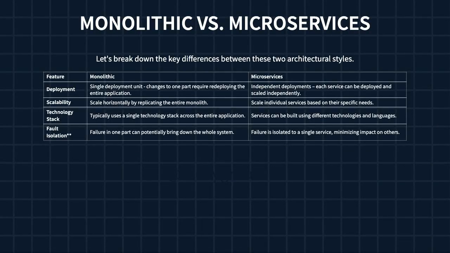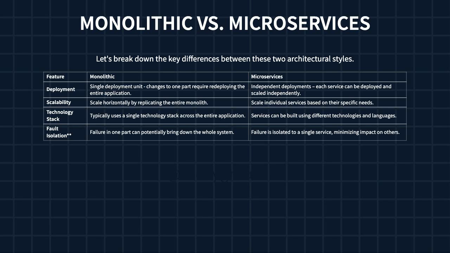Okay, so let's talk about how monolithic and microservices architectures stack up against each other. Think of a monolith as one big block. Everything lives together in a single codebase. When you want to make a change, you have to rebuild and redeploy the whole thing. Scaling can be tricky because you're scaling the entire application, even if only one part needs more resources.